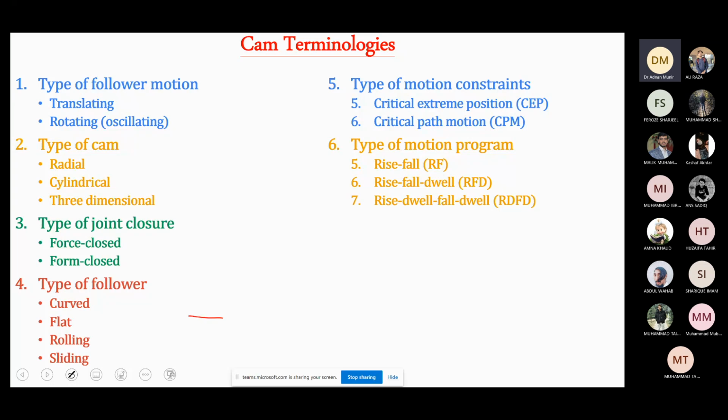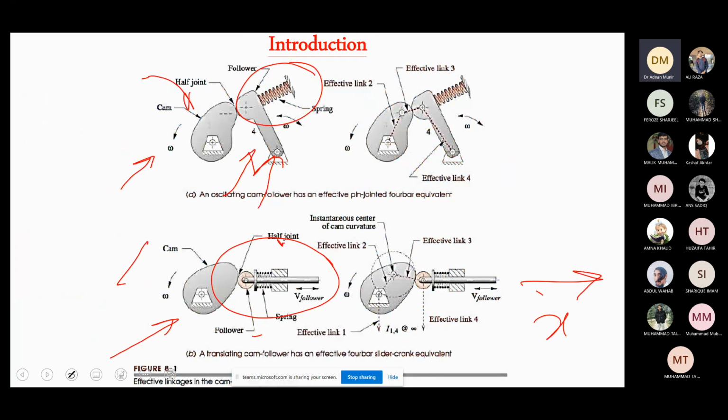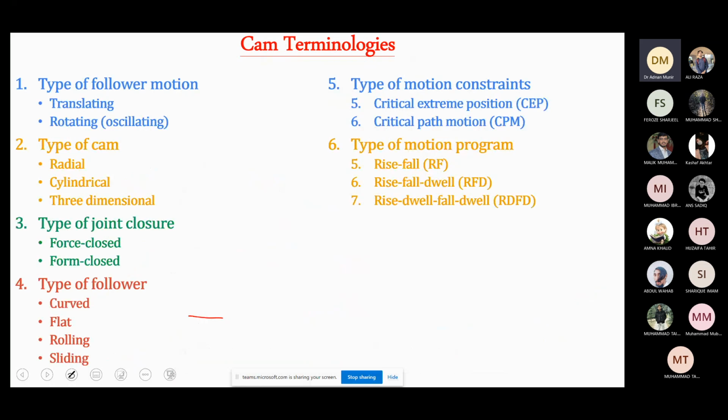Now we can also classify the cam followers based on the type of followers. The follower can be a curved follower, a flat follower, a rolling follower, and a sliding follower. An example of a rolling follower is shown over here. Now in the next slide, we'll also see other examples of followers. The follower can be curved, flat, rolling, and sliding.